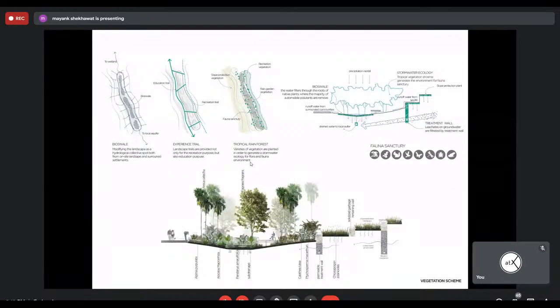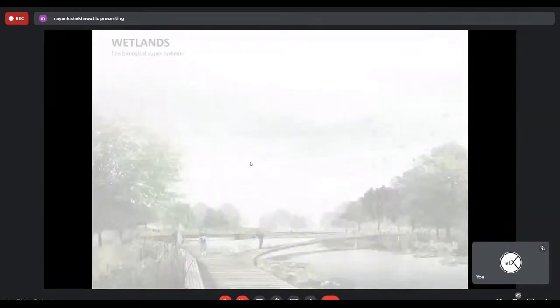So yeah, we created a bioswale by modifying the landscape as a hydrological collective spot. Now, the terraces will be used as filtration walls to purify the water before channeling it to the local aquifer. So again, it's no longer toxic. Now, the trail in this area will not only offer recreation, but also provide an educational purpose, making the visitors aware of the various ecological species, because it's a diverse landscape that we're creating here.